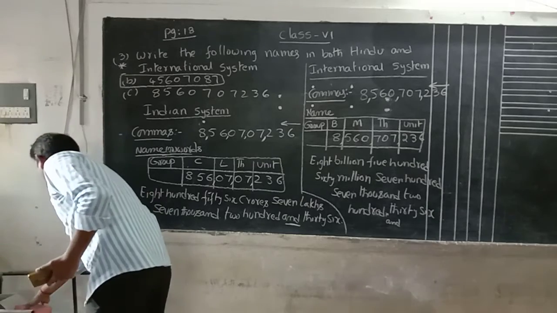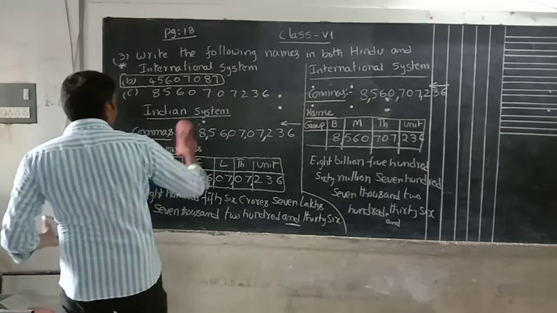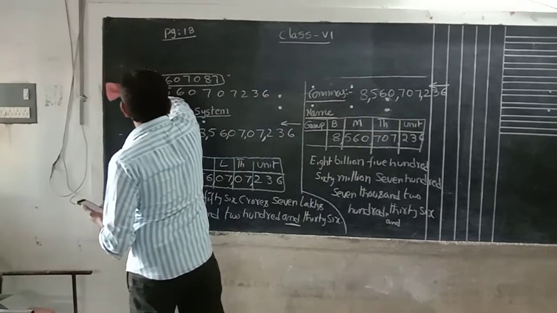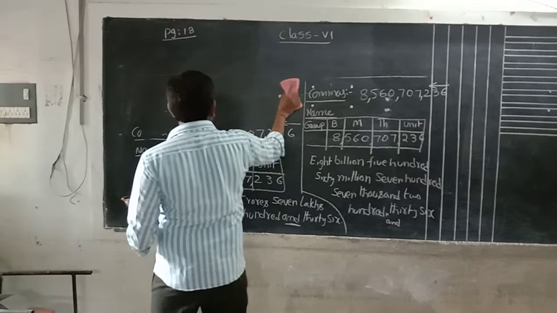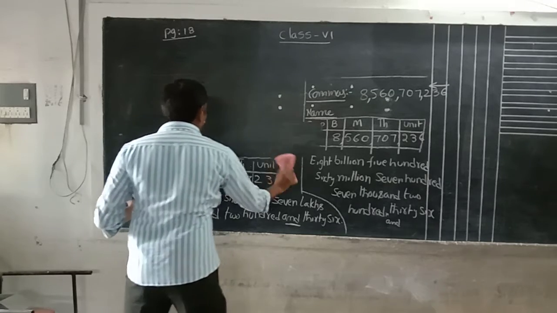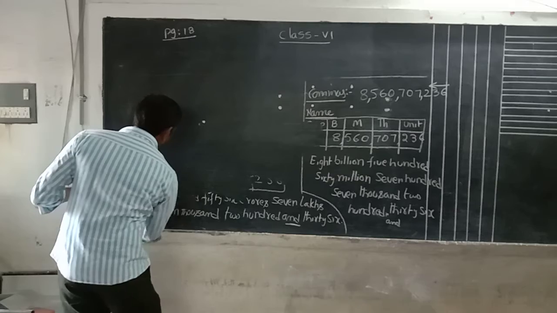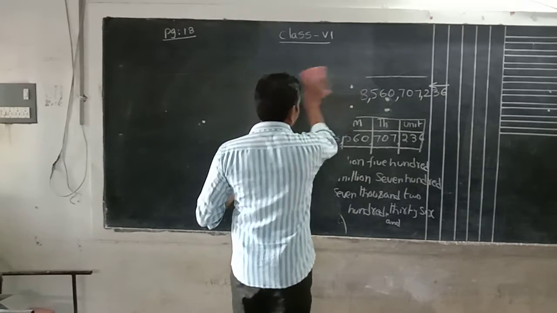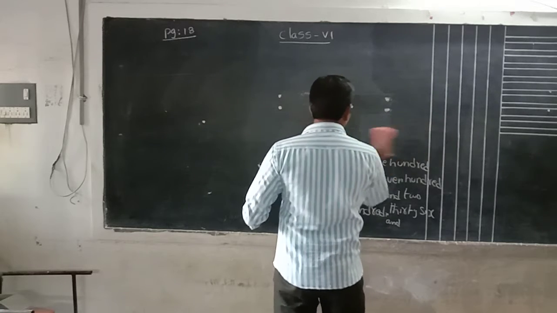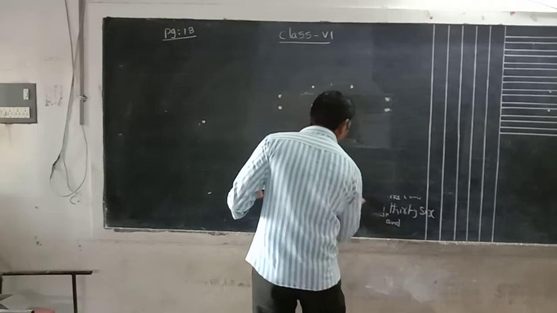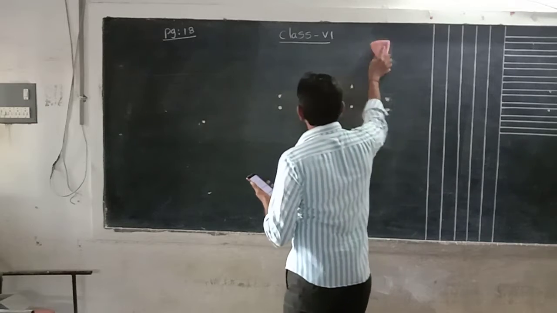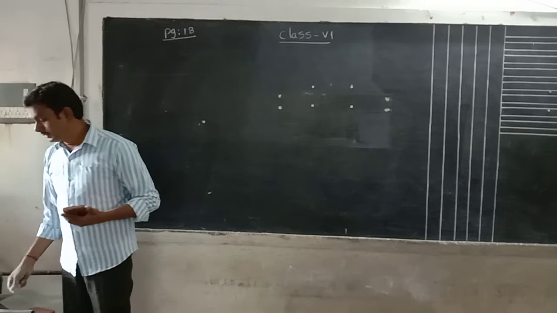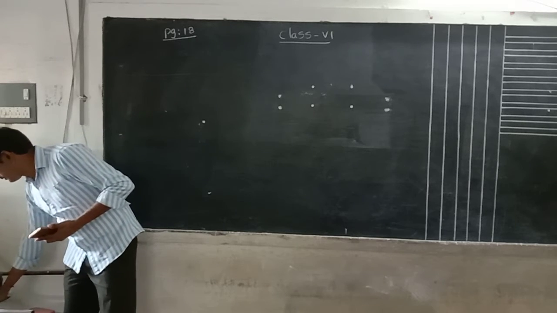Now we will discuss the comparison of the Indian system and the international system. To do the next one, we have to know the comparison of the Indian system and the international system. Then only we can do the sums very easily. Without knowing that, we can't write. If you use the Indian system or the international system, the comparison is very easy to do.